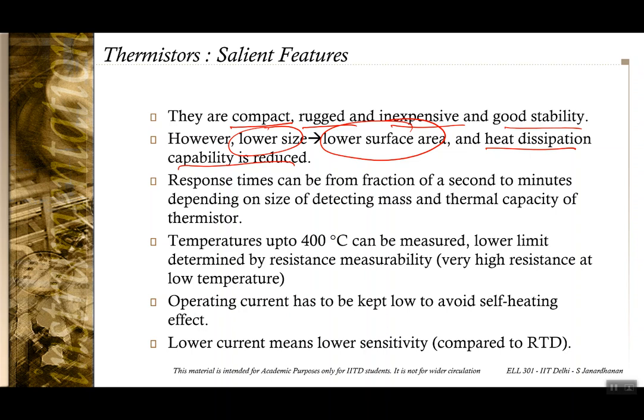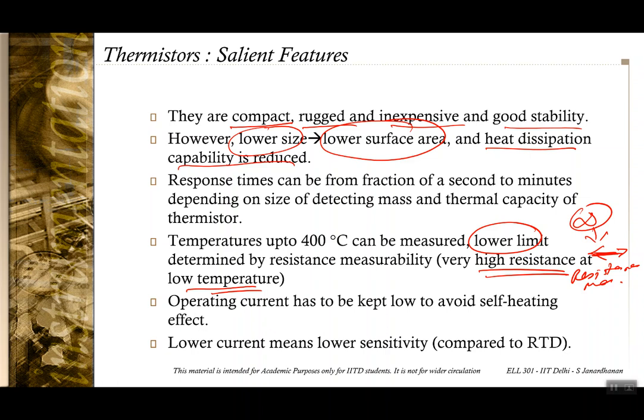detecting thermistor. And temperatures up to 400 degrees centigrade can be measured, and the lower limit of the measured temperature is basically limited by the ohm meter or the resistance measuring circuit, because note that at low temperature the thermistor has high resistance. So in order not to show an infinite resistance at low temperature, it only depends upon the upper limit of your resistance measuring circuit. So the lower temperature limit that can be measured depends upon the upper limit of the resistance measuring circuit.